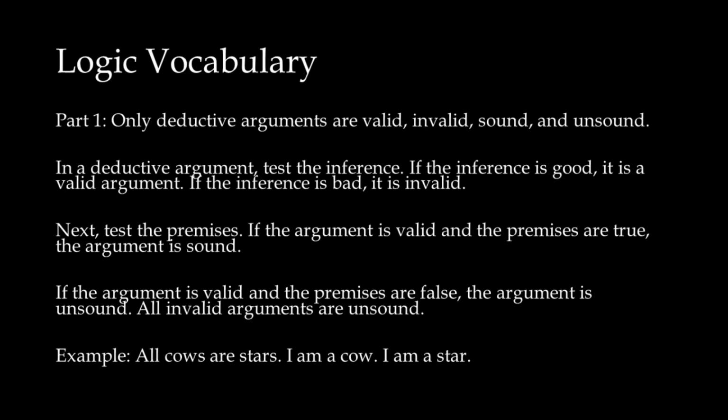Logic vocabulary. Part 1. Only deductive arguments are valid, invalid, sound, and unsound. In a deductive argument, test the inference. If the inference is good, it is a valid argument. If the inference is bad, it is invalid. Next, test the premises. If the argument is valid and the premises are true, the argument is sound. If the argument is valid and the premises are false, the argument is unsound. All invalid arguments are unsound.